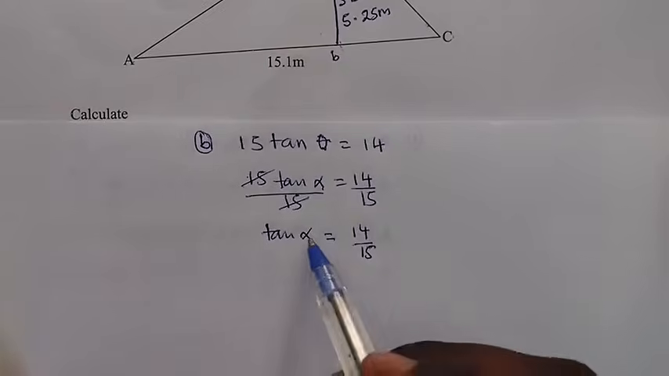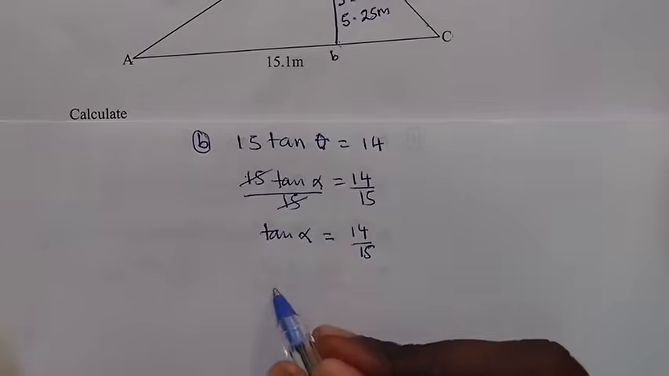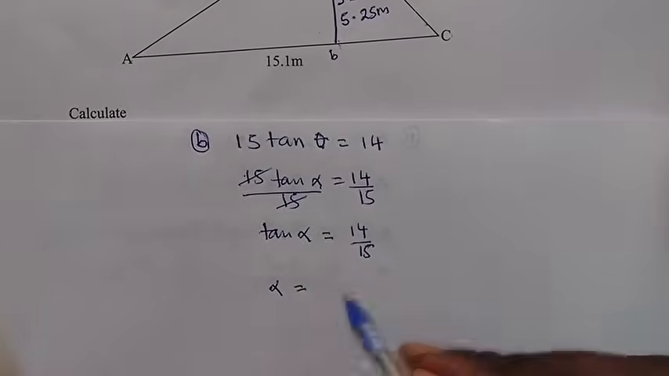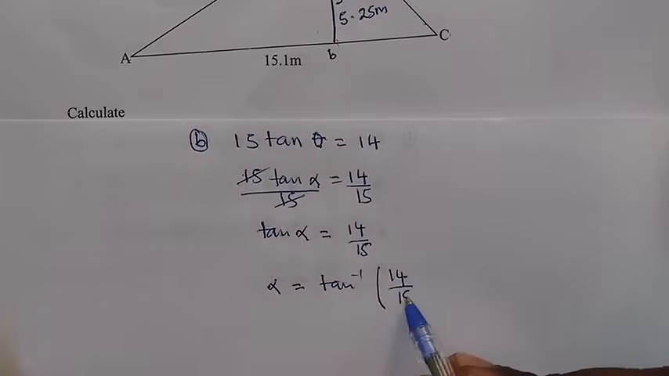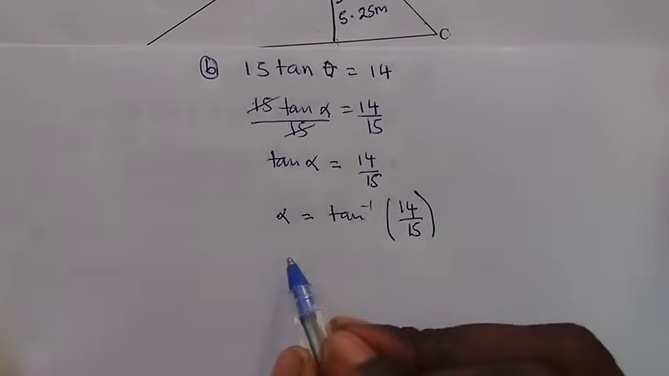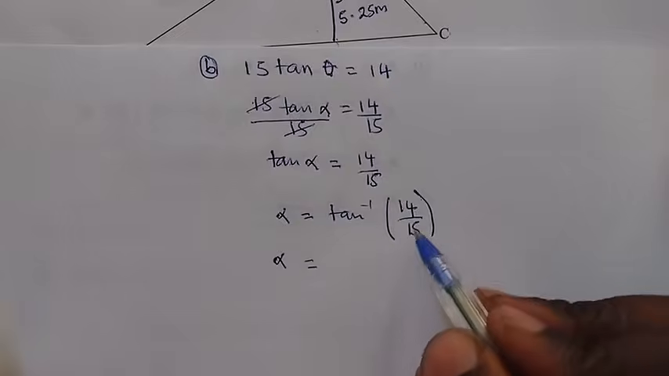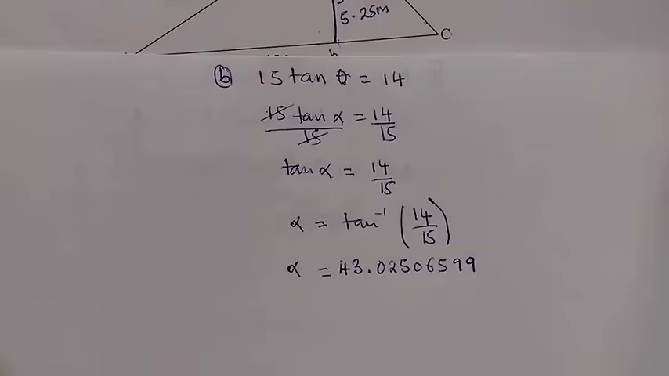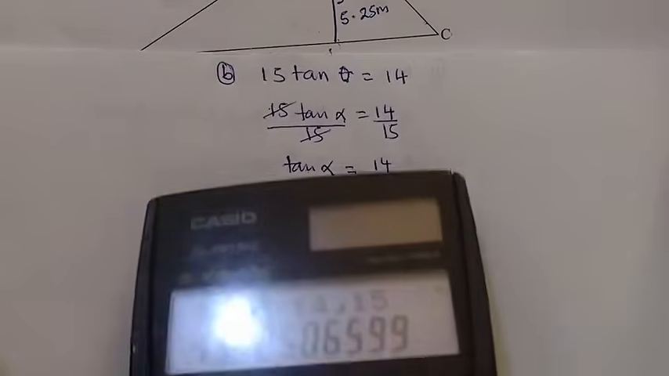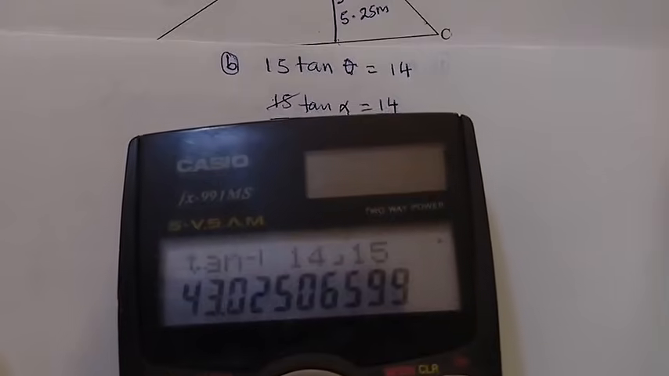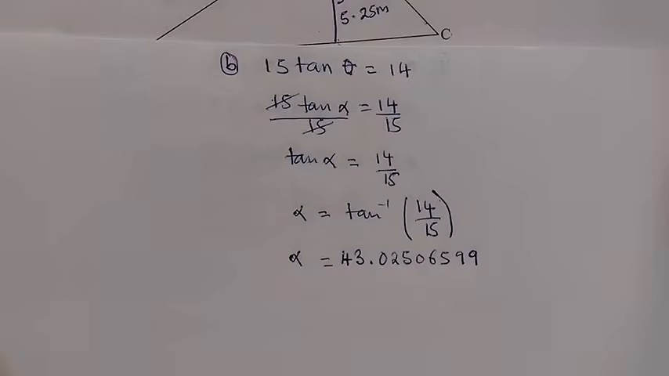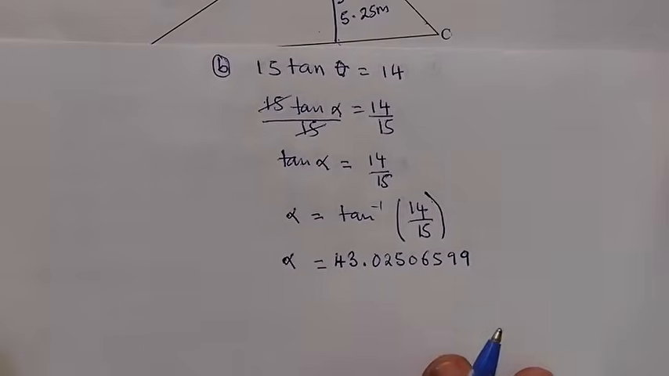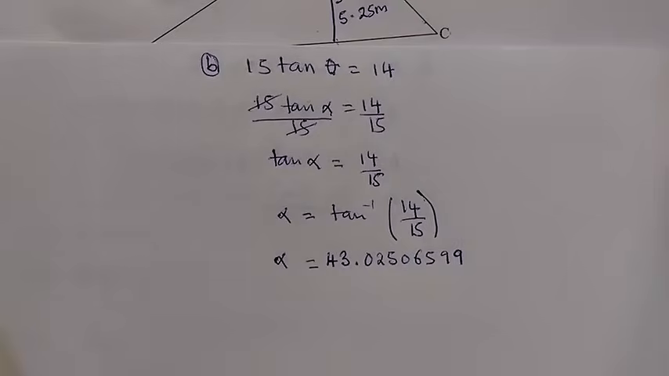So we want to find the value of this alpha. So you can find the tan inverse of this. So we say alpha is equal to tan inverse of 14 over 15. So from here you say alpha is equal to, so the tan inverse of 14 over 15 will be, this is what you get once you punch on your calculator. Okay, shift tan inverse of 14 divided by 15, you get this value 43.02. So now remember what I said, that we need to leave our answer correct to one decimal place if it has to do with the angles.